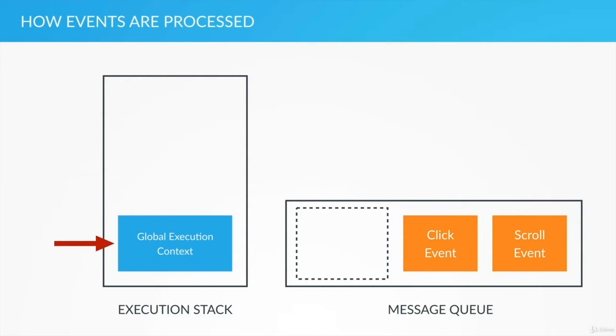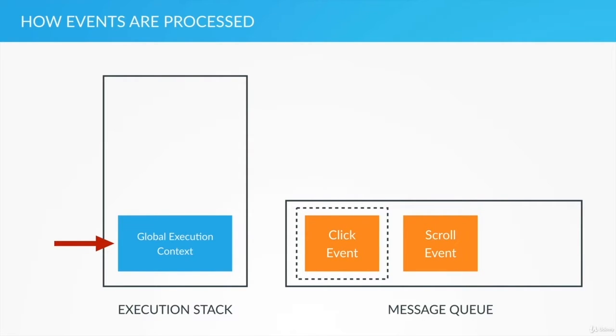Just like this. Okay, so besides the execution stack, we also have something called the message queue in the JavaScript engine. This is where all the events that happen in the browser are put, and they sit there waiting to be processed, which, as I said, only happens once the execution stack is empty. And that is the case now, here in our example. So the next event in the line will now get processed.